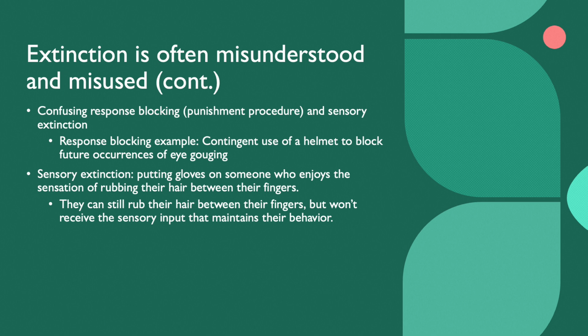With response blocking, contingent on some behavior, you're implementing a response blocking procedure where you're stopping that client from being able to engage in that behavior again. Whereas with sensory extinction, you will withhold the reinforcer, and it could look very similar, but they can continue to engage in the behavior. They're just not contacting the reinforcer.